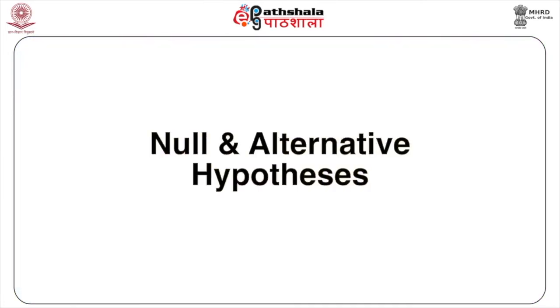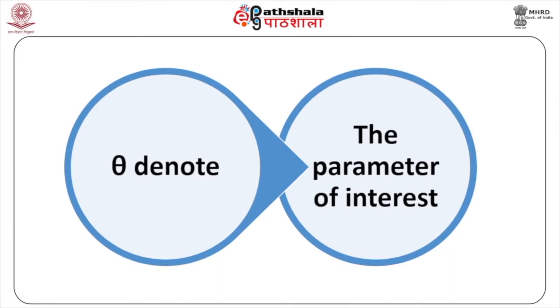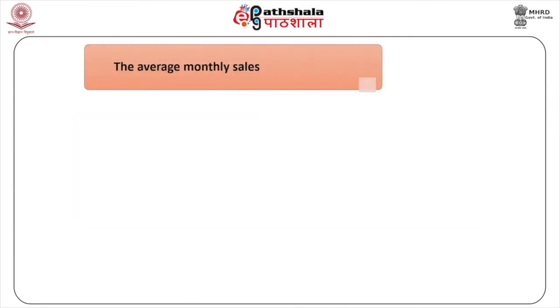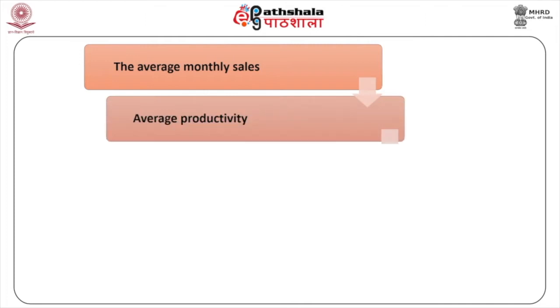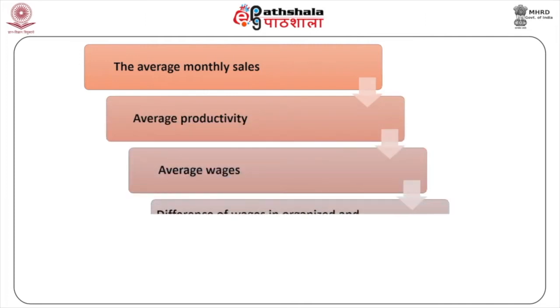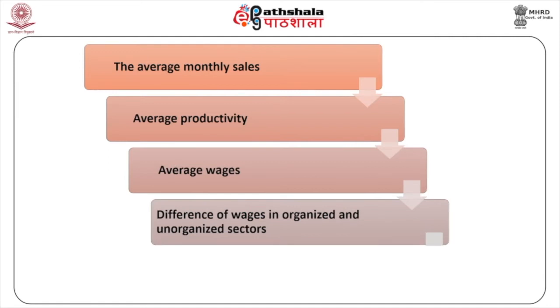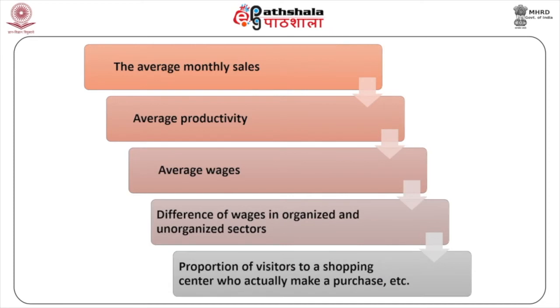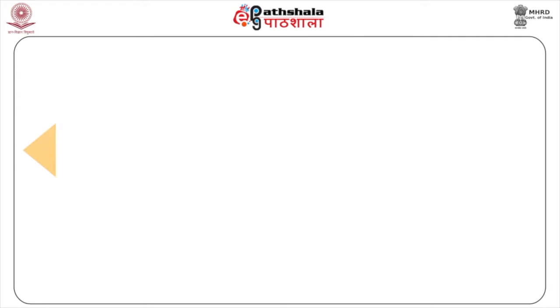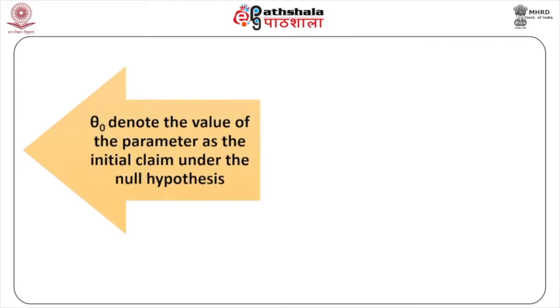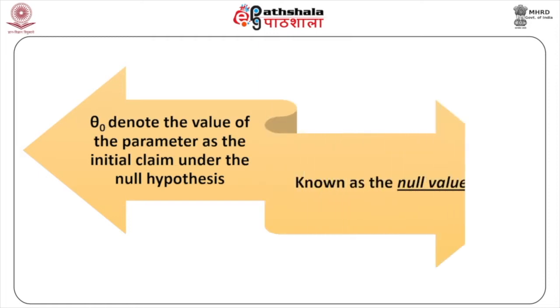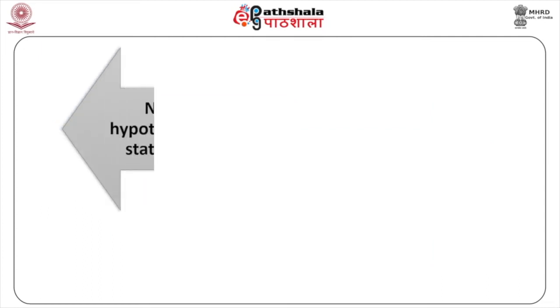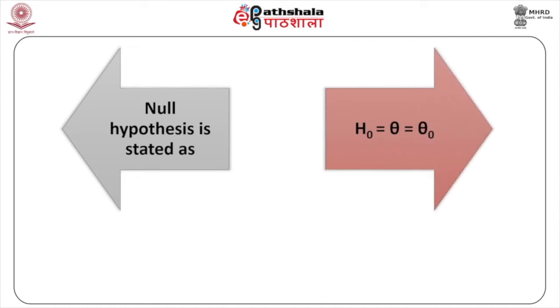Null and alternative hypothesis. Let theta denote the parameter of interest. This may be the average monthly sales or average productivity or average wages or even difference of wages in organized and unorganized sectors or proportion of visitors to a shopping center who actually make a purchase, etc. Let theta naught denote the value of the parameter as the initial claim under the null hypothesis. This is also known as the null value. The null hypothesis is then stated as H naught: theta equals theta naught.